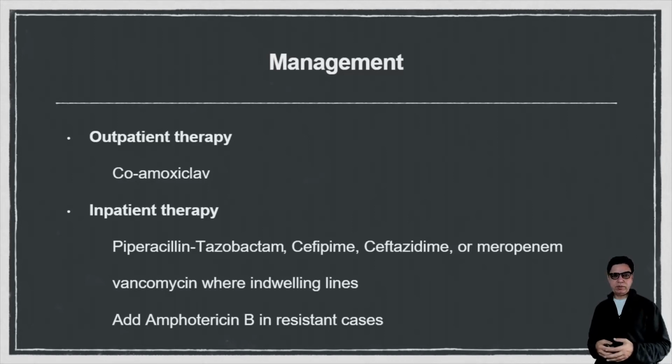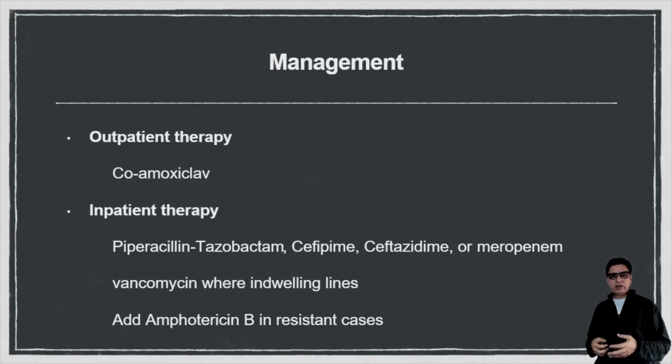It's a broad spectrum antibiotic which can cover the pseudomonas as well. But let's say if piperacillin and tazobactam is not available, cefepime is another alternative, or ceftazidime or meropenem. So these are good monotherapy drugs to start a child who presents with febrile neutropenia.